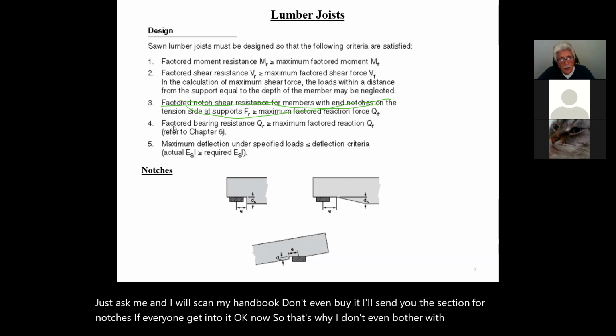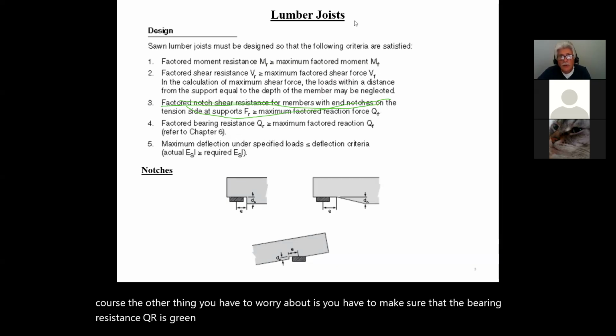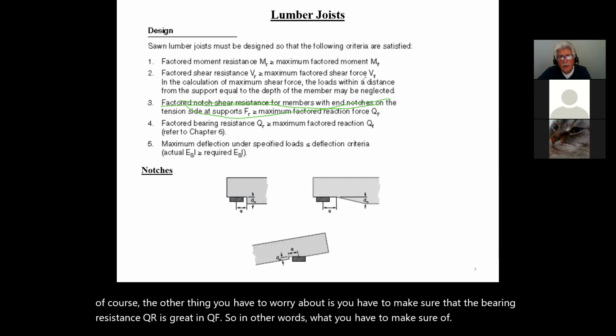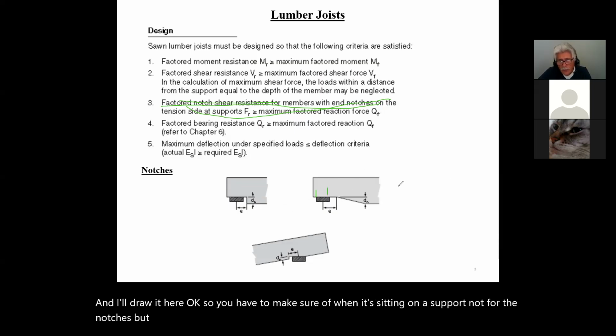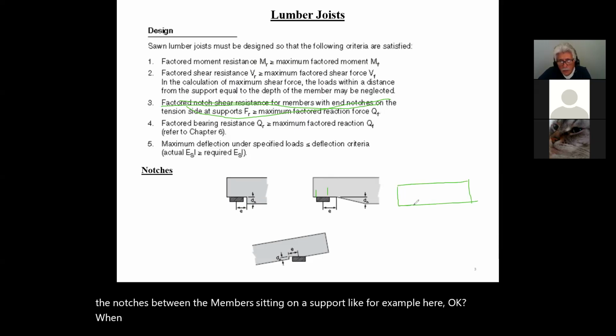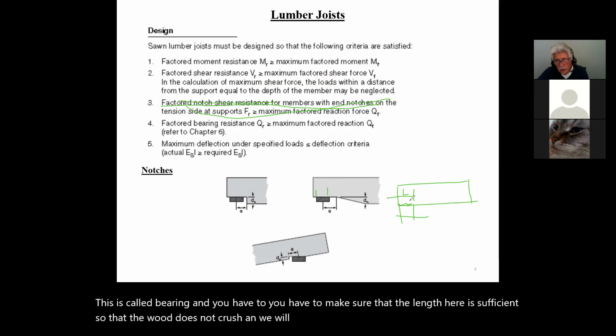And then, of course, the other thing you have to worry about is you have to make sure that the bearing resistance QR is greater than QF. So what you have to make sure of, and I'll draw it here, is that when the member is sitting on a support, not for the notches, like for example here, this is called bearing, and you have to make sure that the length here is sufficient so that the wood does not crush. We will check what is the minimum length you need in order for that not to crush.